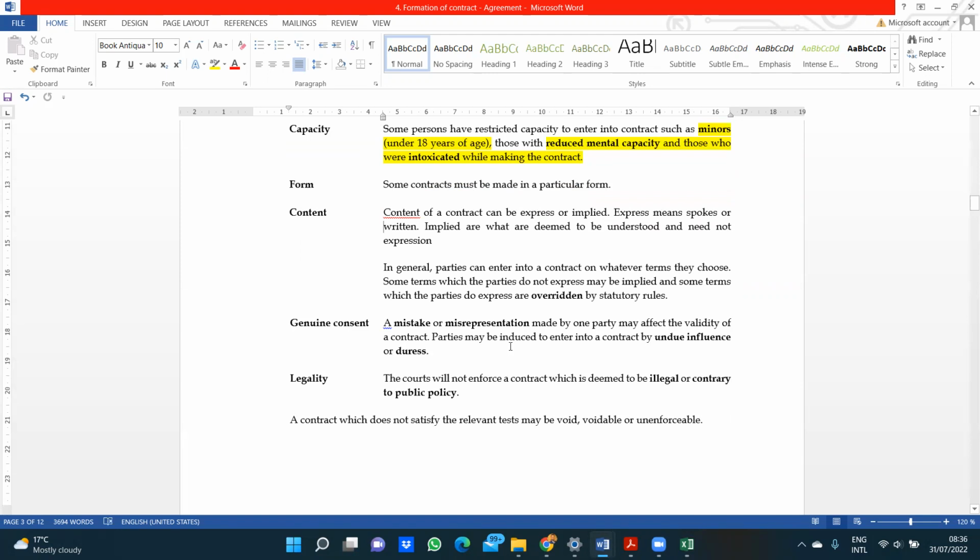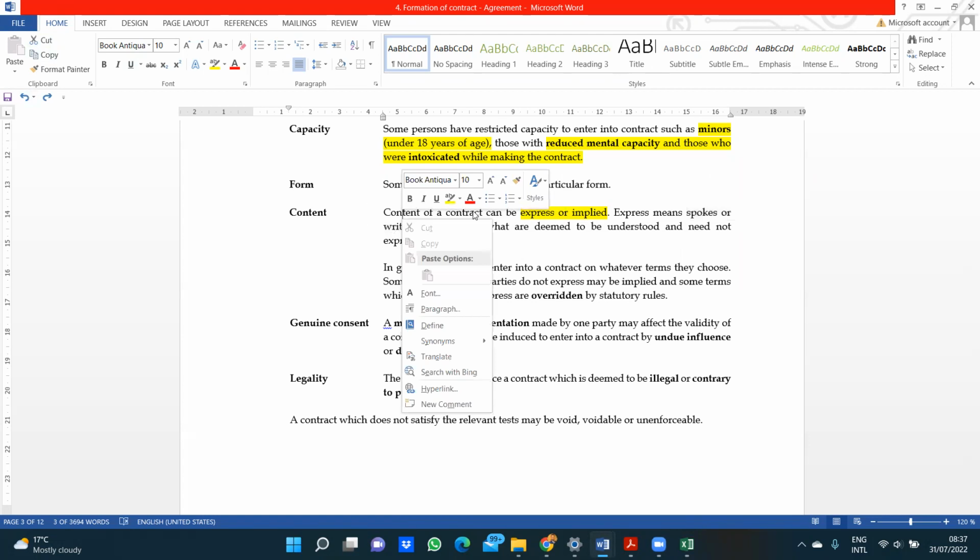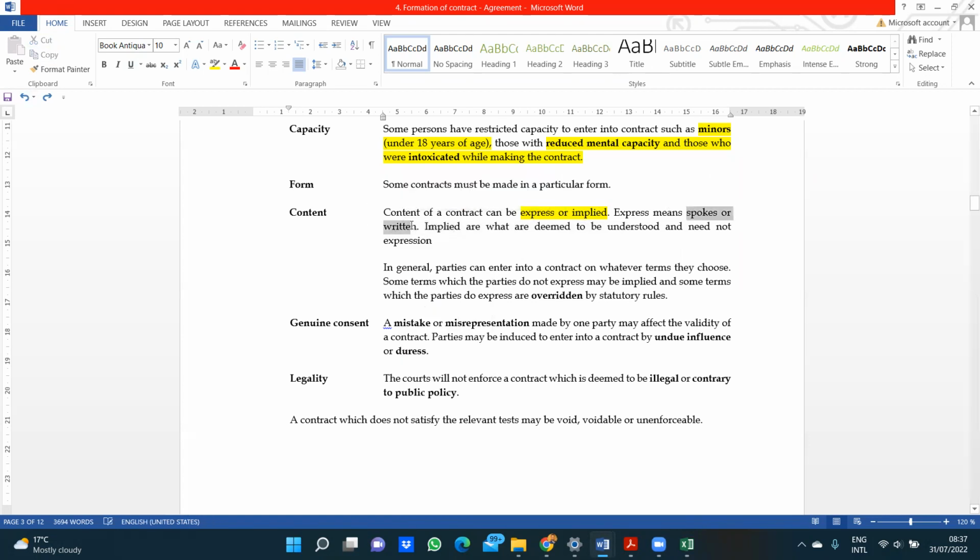The content. The content of the contract can be express or implied. Express terms means terms that are spoken or written. These are terms that have been mentioned in the contract. However, implied terms are not necessarily written in the contract, but you are legally bound by these terms. The implied terms are what are deemed to be understood and need no interpretation.